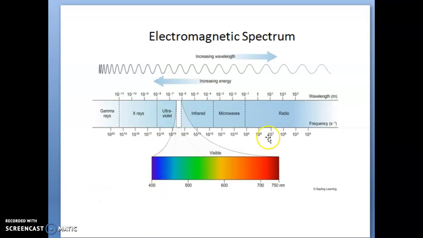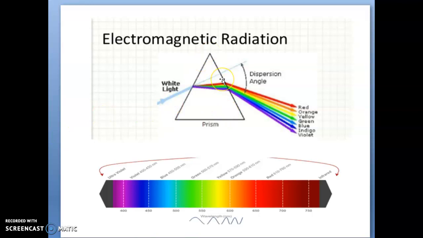Now the electromagnetic spectrum. It consists of gamma rays, X-rays, ultraviolet, visible, infrared, microwaves and radio waves. This is the visible region, and we can see more about visible light. If visible light passes through a prism, it splits, and we term this VIBGYOR, the visible light spectrum.